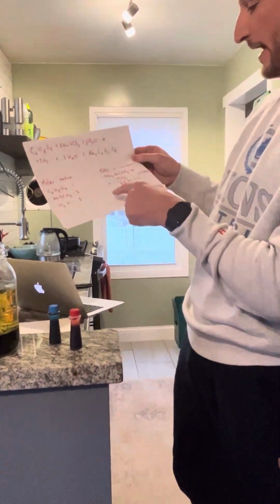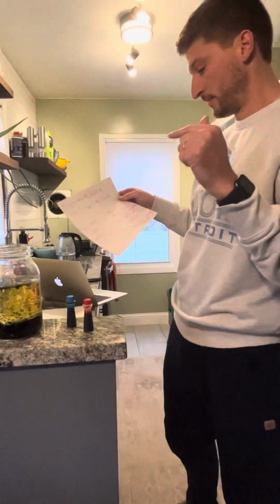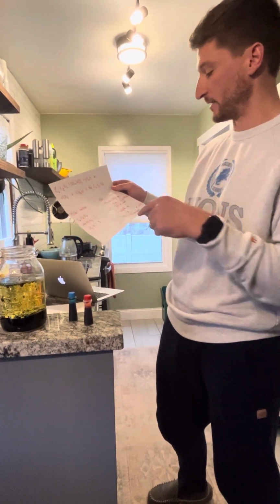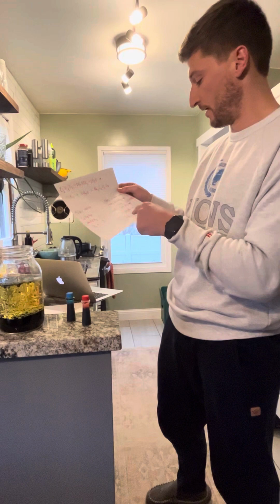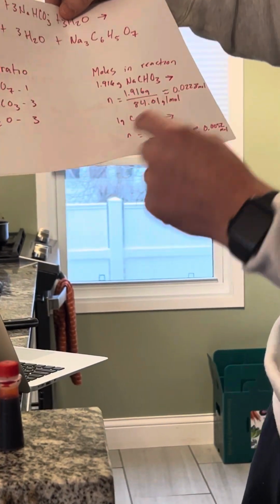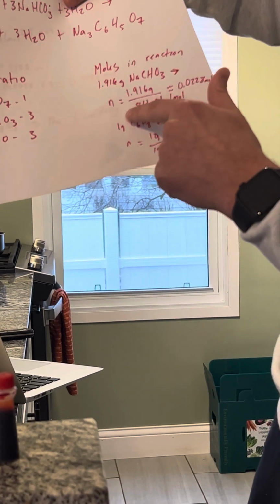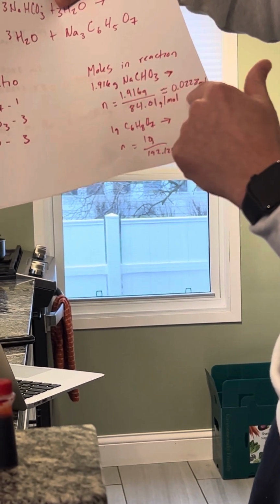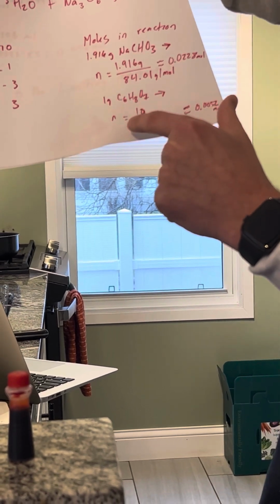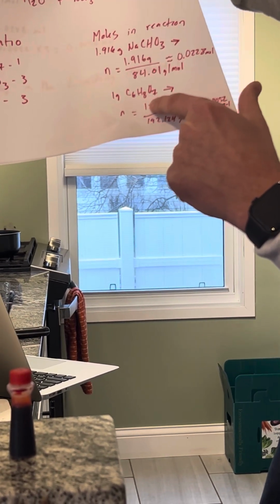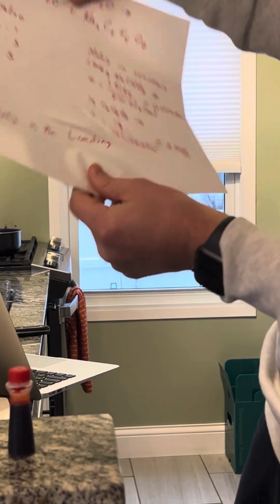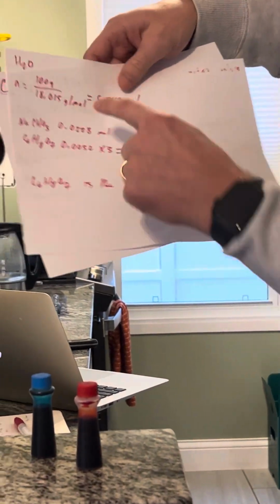So the moles in the reaction, the sodium bicarbonate has 1.916 grams in it, and then the C6H8O7 has 1 gram, just looking at the label. So when I break that down into moles, some quick math, the sodium bicarb has 0.0228 moles in it, and then the C6H8O7 has 0.0052 moles in it. And then the water has plenty of moles.